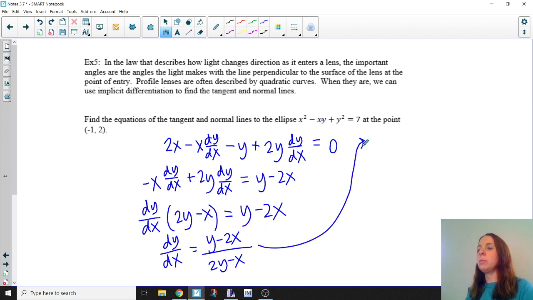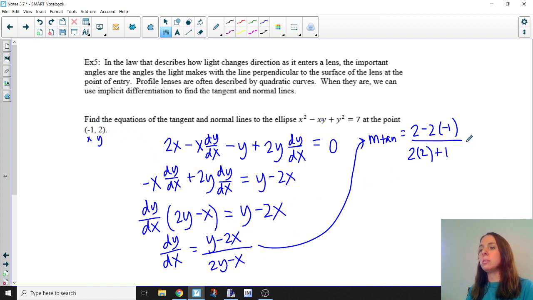Okay. Now, that is the way we are going to get the slope of the tangent line. So now I'm going to move up here. And what I need to do is calculate the slope of the tangent line by taking this point, -1 in for x and 2 in for y. So that looks like this. 2 minus 2 times -1 over 2 times 2 plus 1. Because it's minus x and x is -1. So plus 1. And from that, we get what? 4/5. There's the slope of the tangent line.